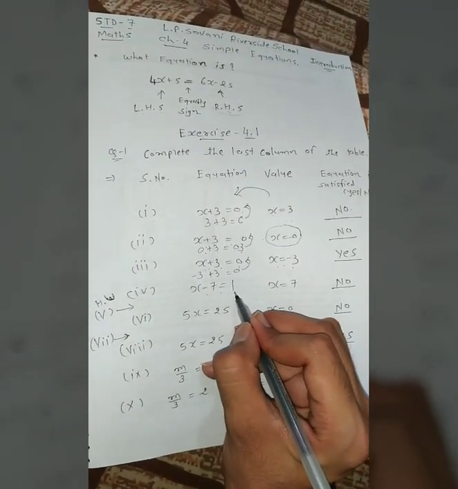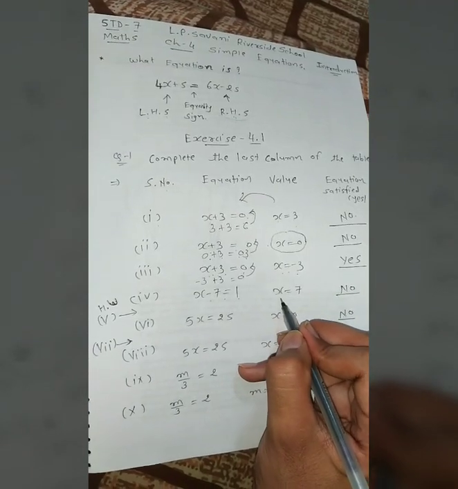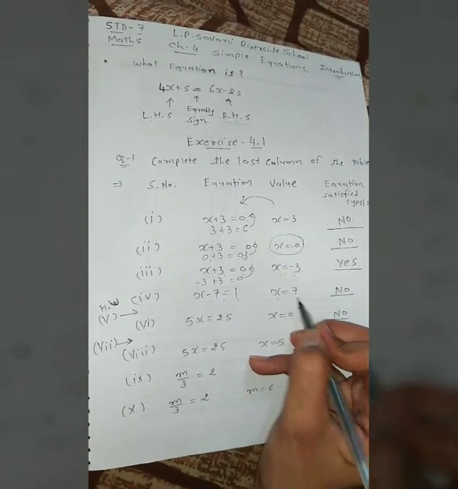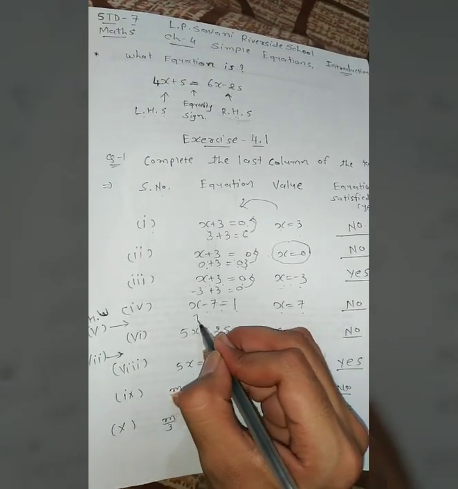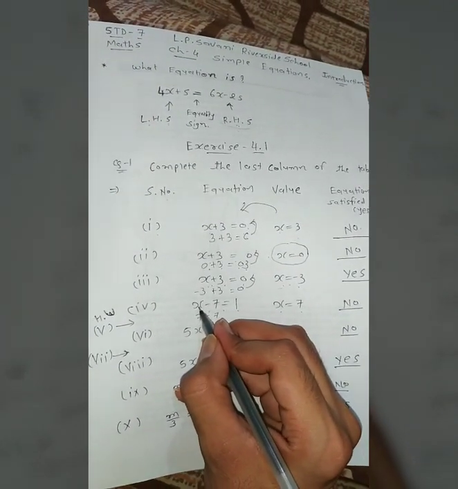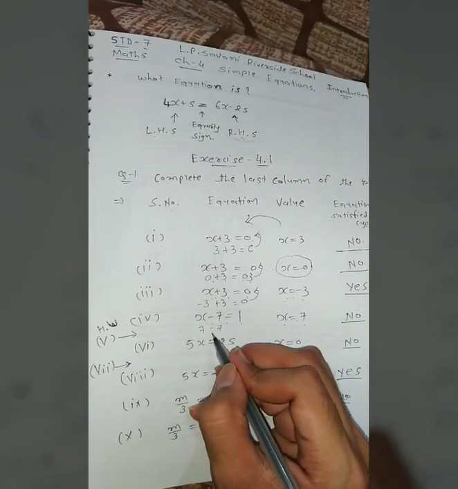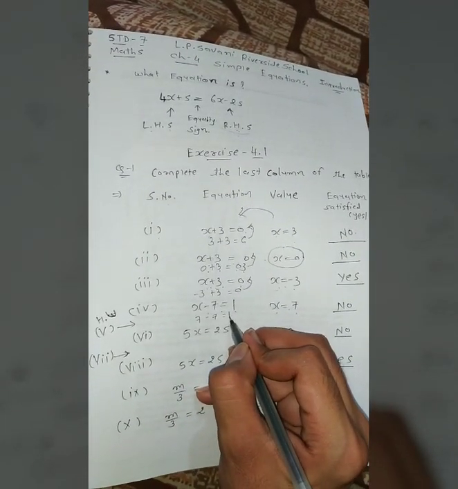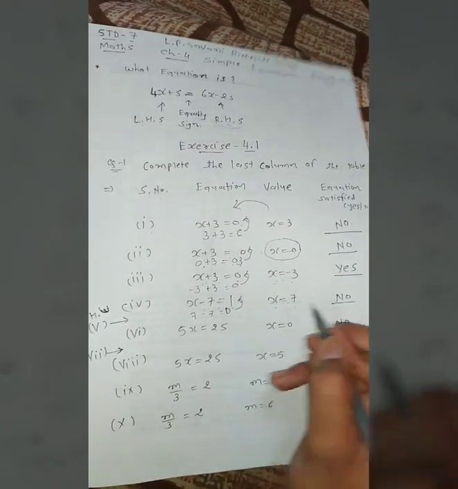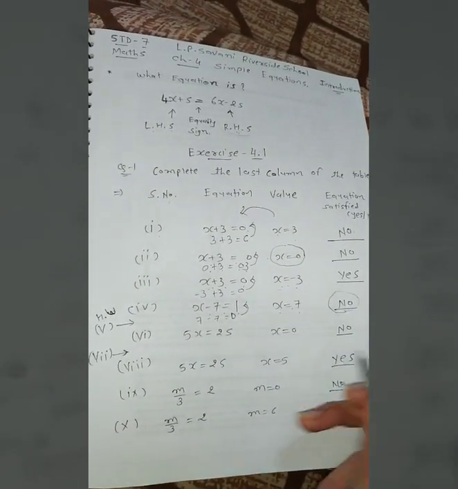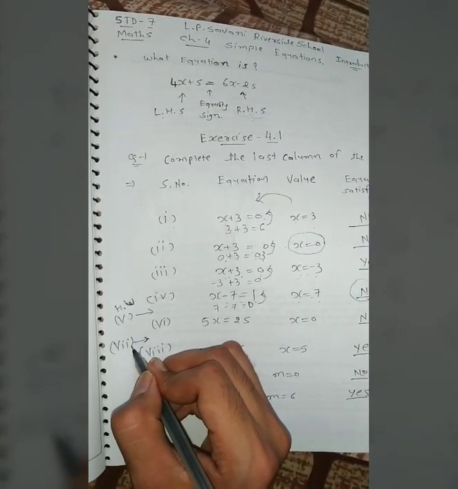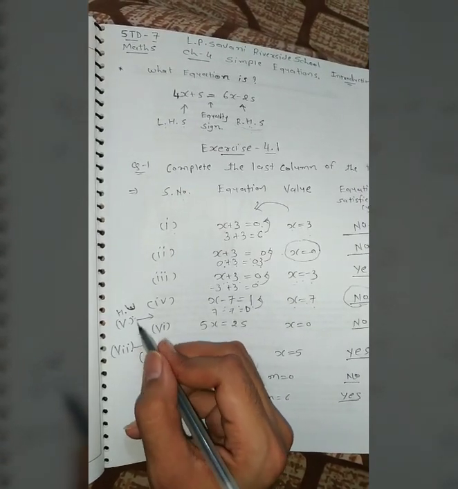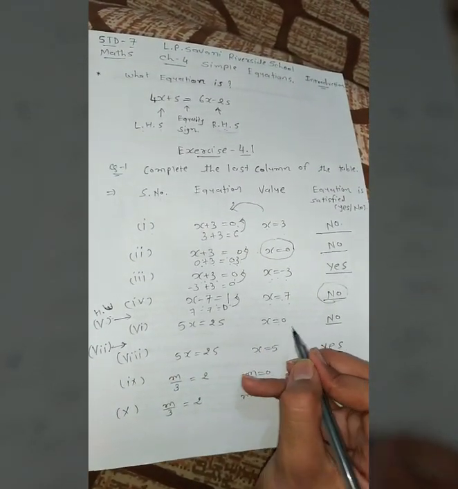x minus 7 is equal to 1. Put the value of x is equal to 7 here. We have to find whether x is equal to 7 satisfies our equation or not. So 7 minus 7 is equal to 0, that is not 1. So that does not satisfy our equation. And in homework, do the 5th and 7th examples. Try to solve those two examples by putting in these values.